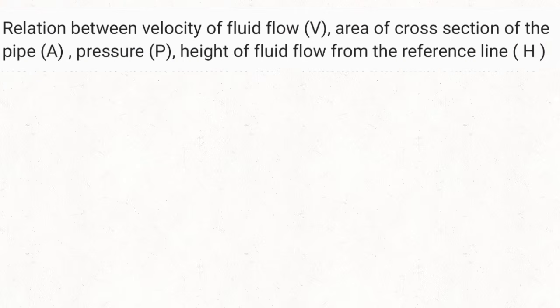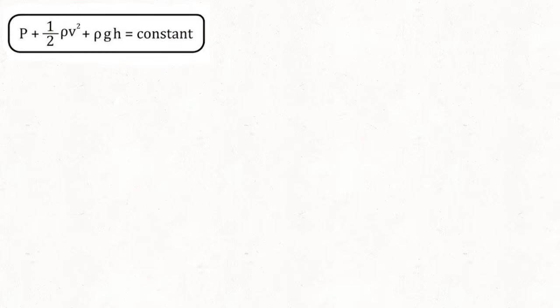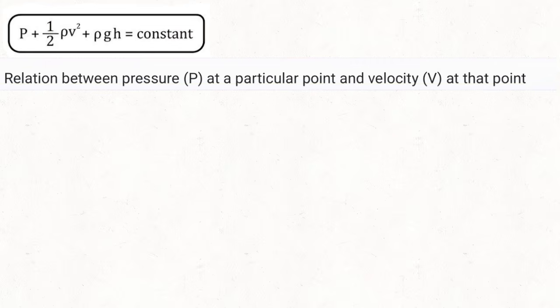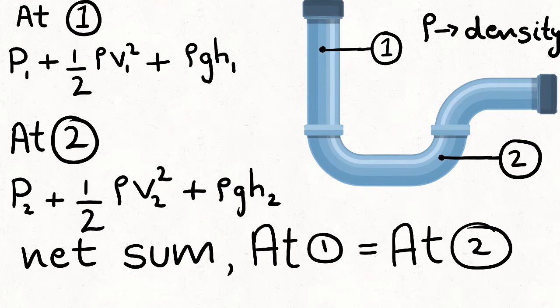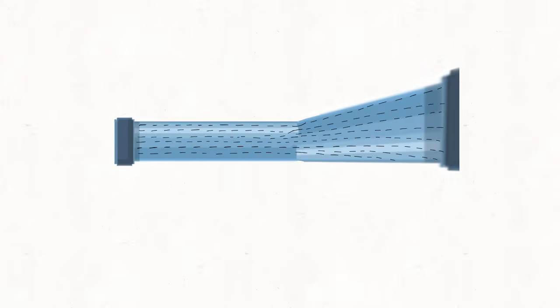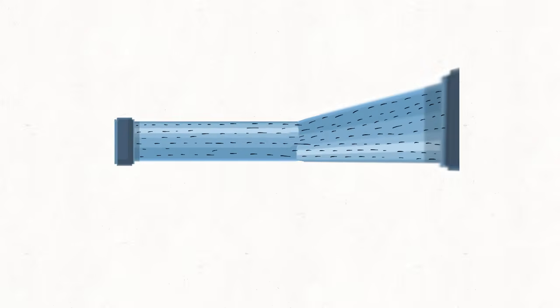In order to understand the applications of Bernoulli's principle and the initially proposed questions, we need to understand the relation between velocity of fluid flow, area of cross-section of the pipe, pressure, and height of the fluid flow from the reference line. Such relations can be deduced from the Bernoulli equation. Now let's derive the relation between pressure at a particular point and velocity at that particular point. We previously equated the sum of pressure, kinetic energy per unit volume and potential energy per unit volume of two different points. But this time we will be equating the net sum of two different points for a fluid flowing in a pipe with non-uniform cross-section as shown.